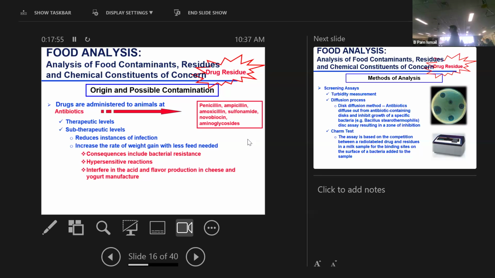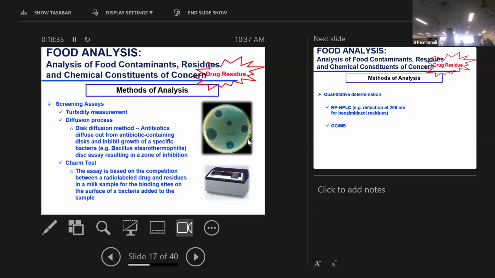antibiotics in the system. But sometimes the farmers give sub-therapeutic levels to eliminate possible infection and to help with growth. But again, they should be removed by the time of slaughter. We don't want these antibiotics because people could be sensitive, bacterial resistance, and potentially, if you have milk with antibiotics, it will interfere with the production of yogurt. You don't want those antibiotics to be present, zero level.